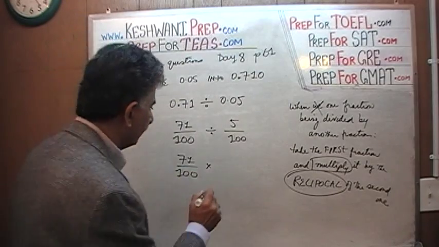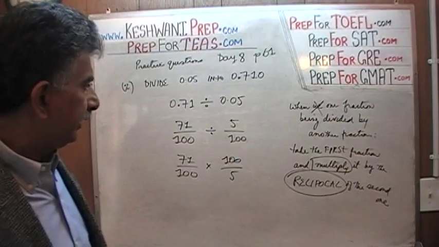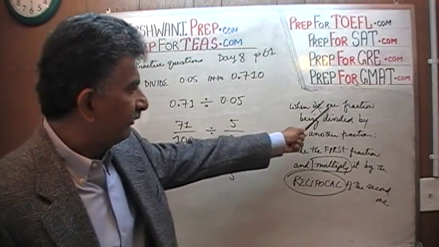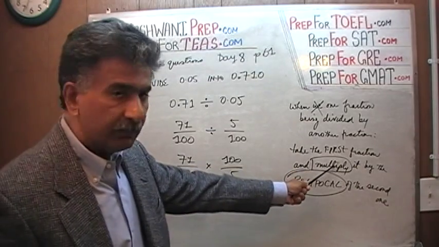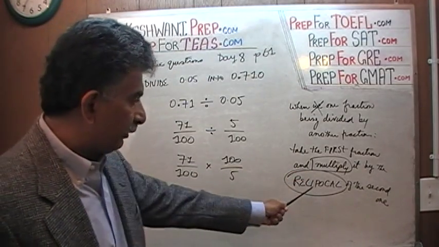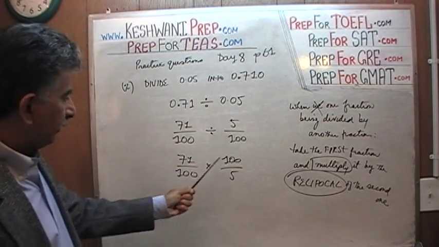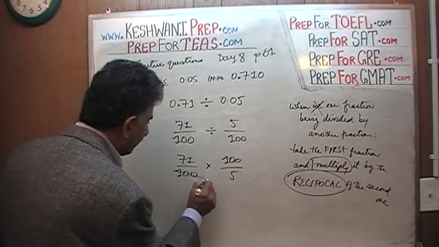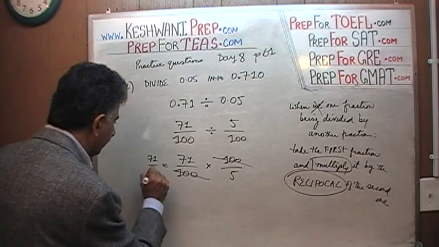So we take the reciprocal of this thing, 100 over 5, there we go. That's it, we're done. When one fraction is being divided by another fraction, we take the first fraction and we multiply it by the reciprocal of the second fraction. 5 over 100 becomes 100 over 5. Now we divide top and bottom by 100, we can get rid of this 100 very easily, and what we end up with here is 71 over 5.